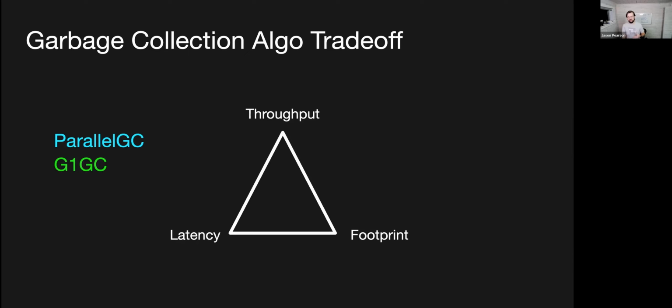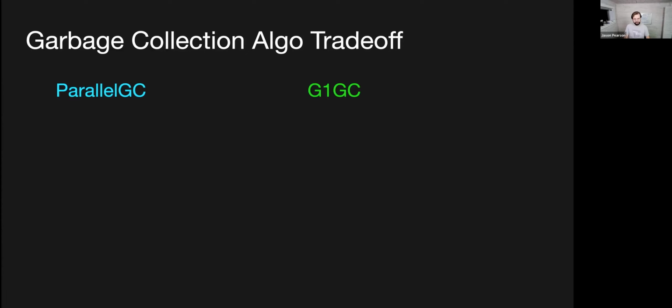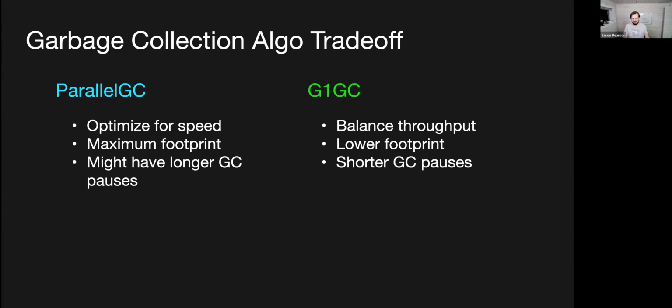Generally, the ones you're going to think of for an Android build, and most Gradle builds for that matter, are Parallel and G1. And this is where they sit on that triangle. They're fairly close to the throughput end of the spectrum, where G1GC pulls back a little on throughput and moves more towards latency and footprint. It makes some accommodations to reduce the amount of memory and the time spent in GC pauses for overall performance across most builds. So what does that really mean? Parallel optimizes for speed, maximum footprint, and might have longer GC pauses.